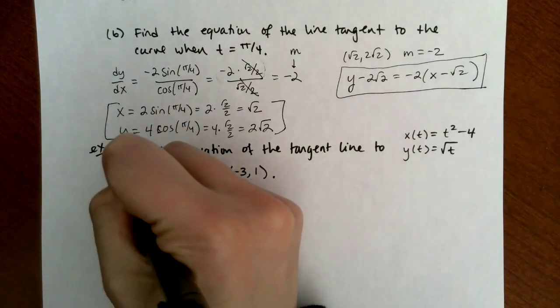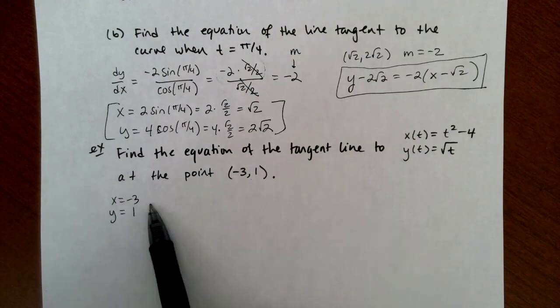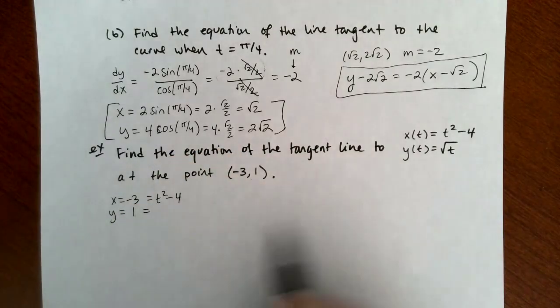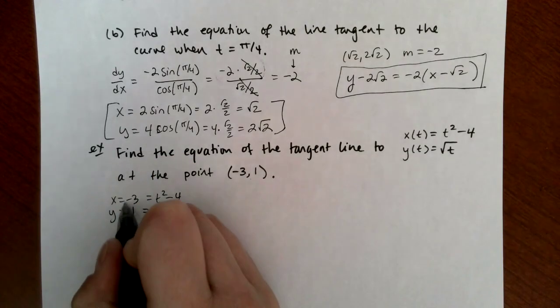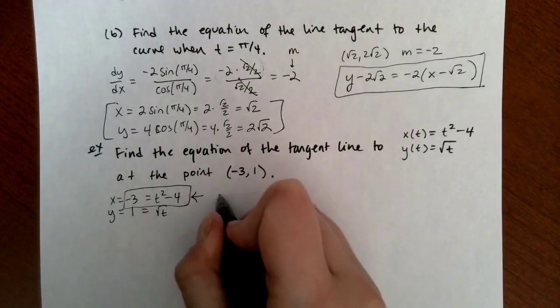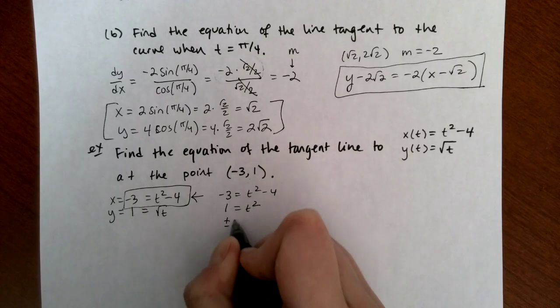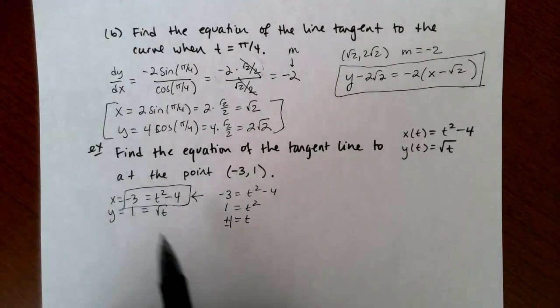So if x equals negative 3 and y equals 1, what is the time t? So I know that the formula for x is t squared minus 4. And the formula for y is root t. So what I might do first, typically I just kind of take the x formula and solve it for t. That's not the most efficient thing here, but it's what I'm going to do to make a point. I want to solve negative 3 equals t squared minus 4. So I will add the 4 over, plus or minus square root both sides. And I get that t would be either positive 1 or negative 1 to create this x value.